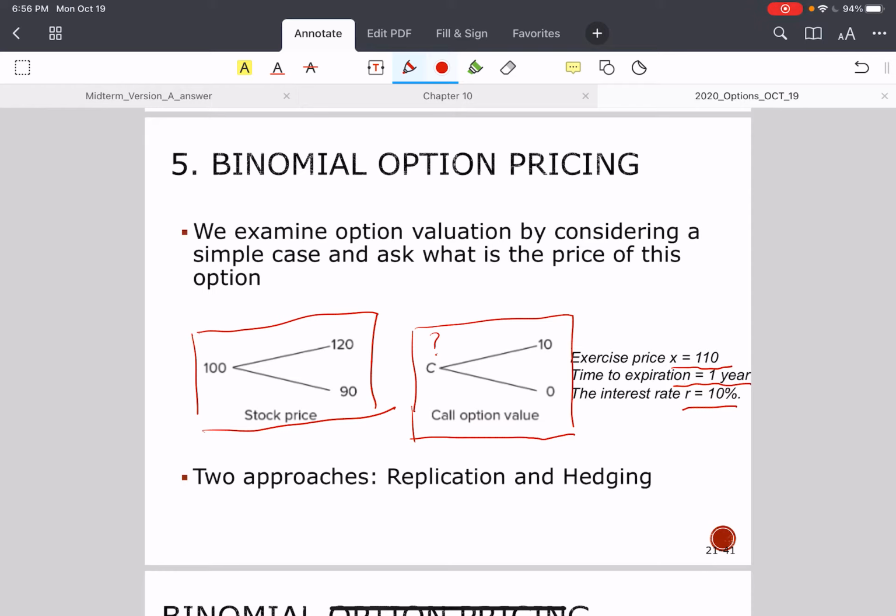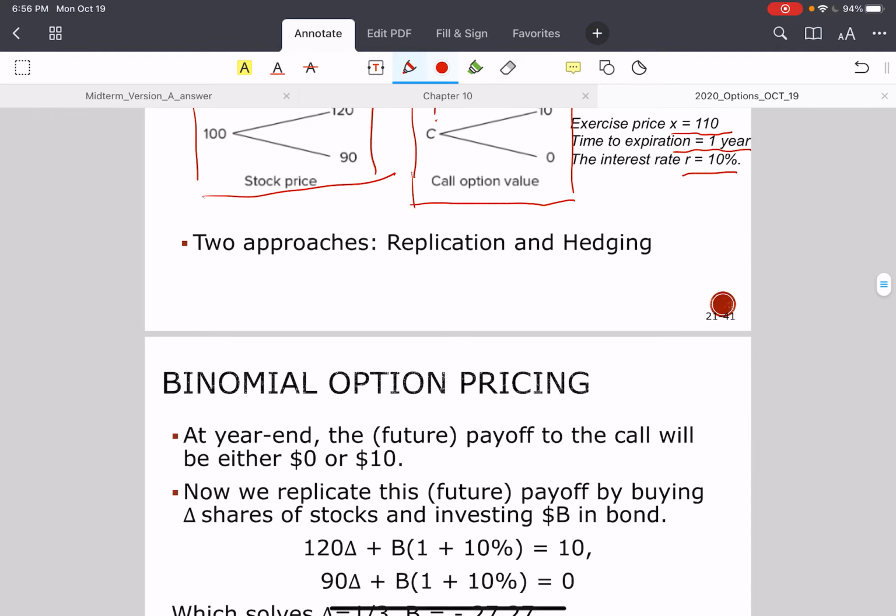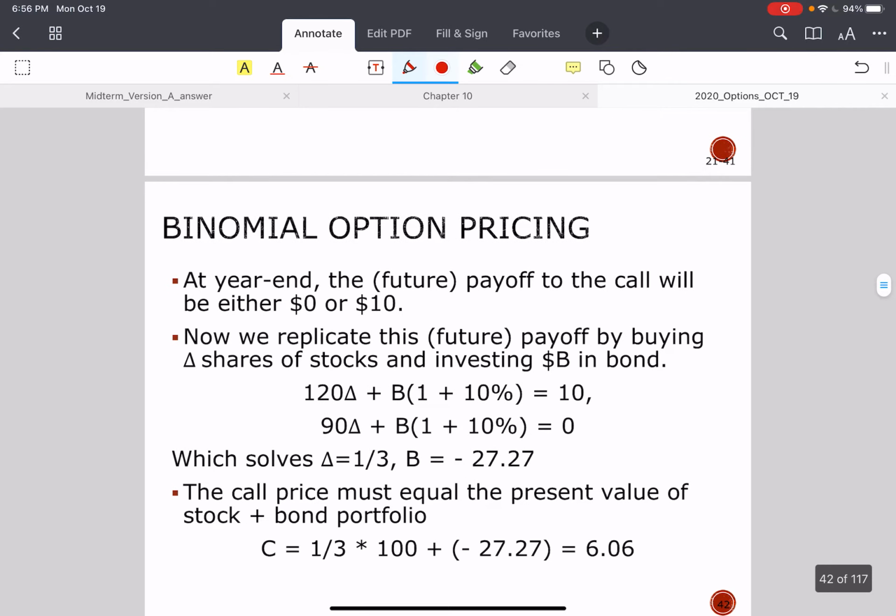Then we use two approaches to price this call. Both of these approaches involve constructing portfolios. The first is a replication portfolio. The second is a hedging portfolio. In the replication portfolio, we use a bond and a stock, right? So it's a portfolio of bond and stock.